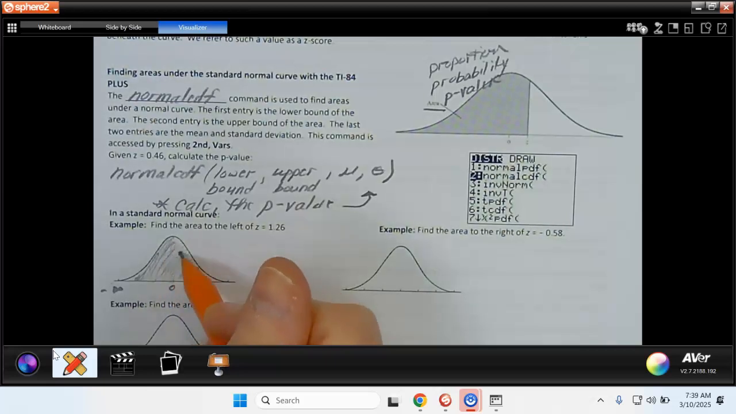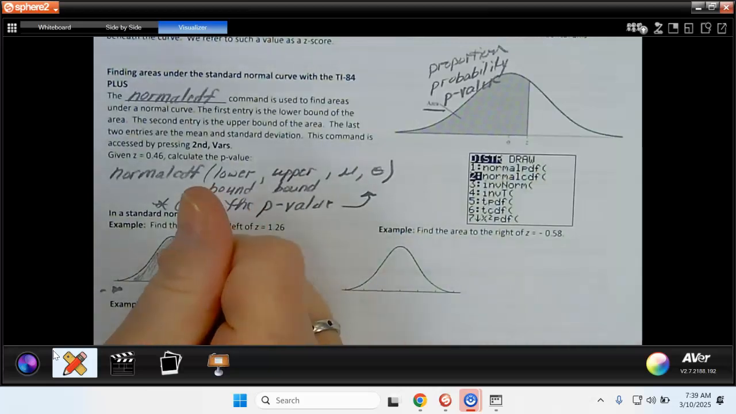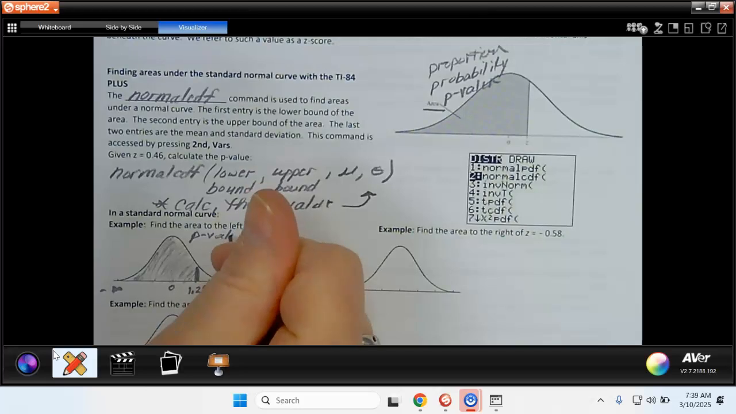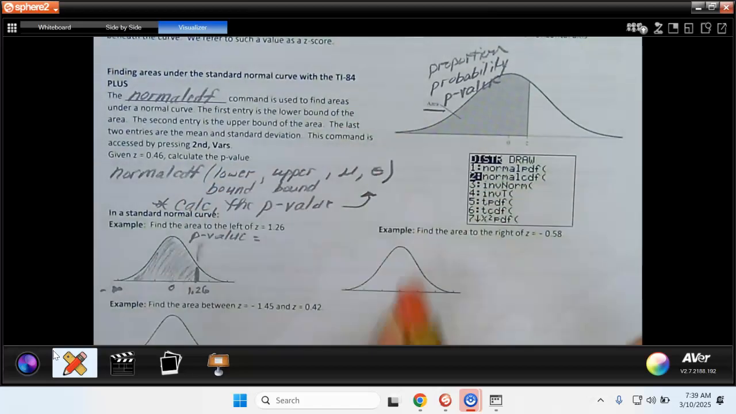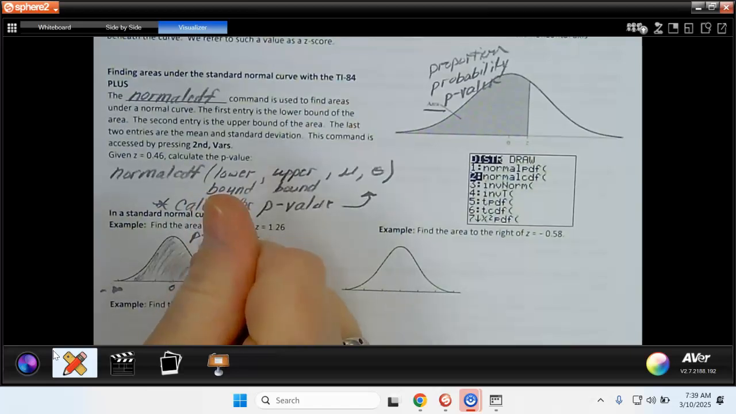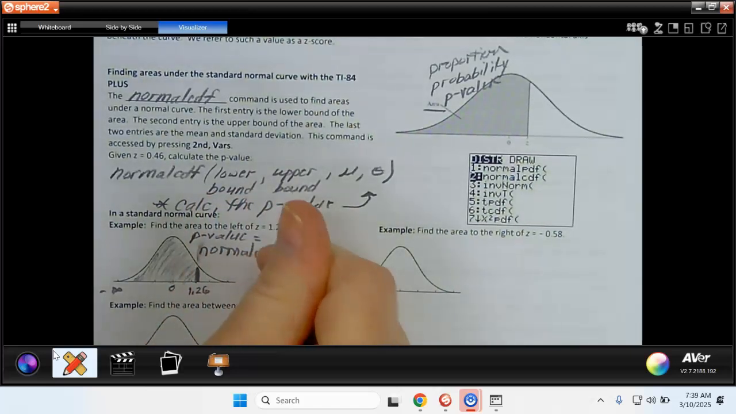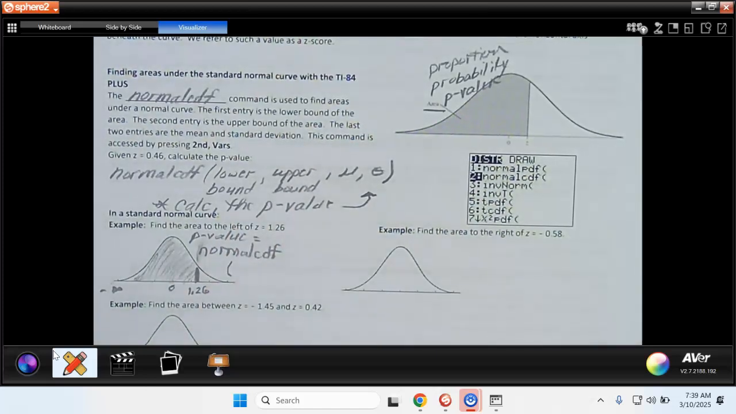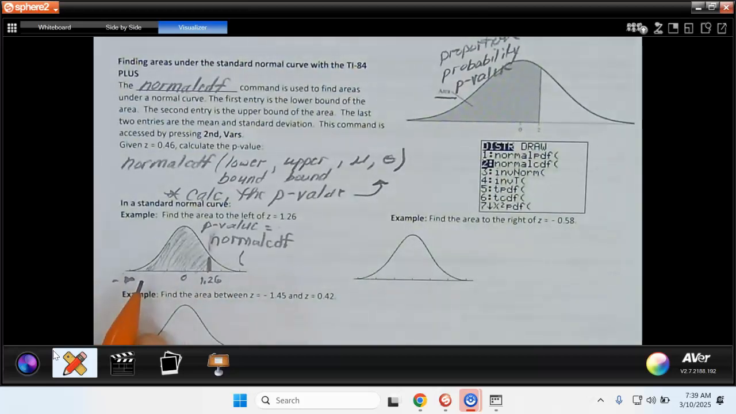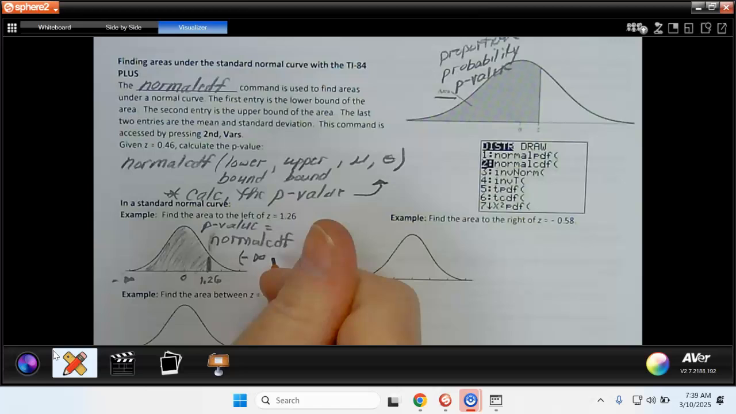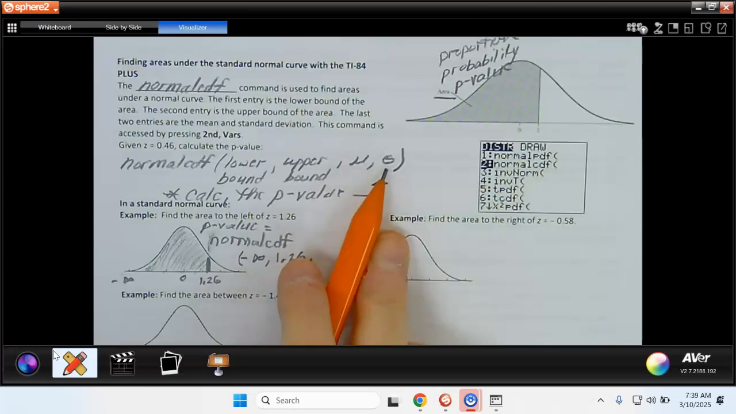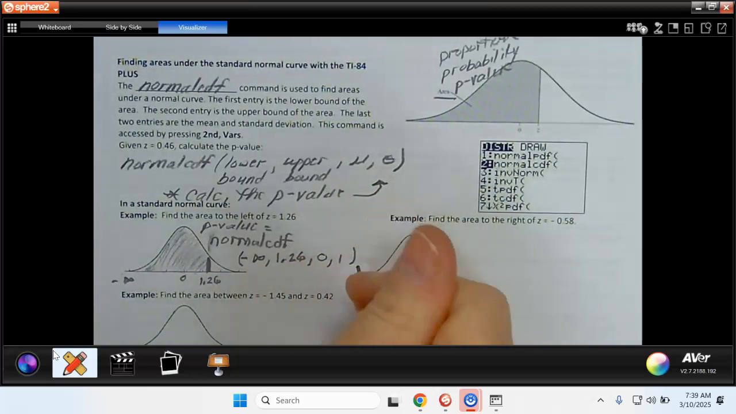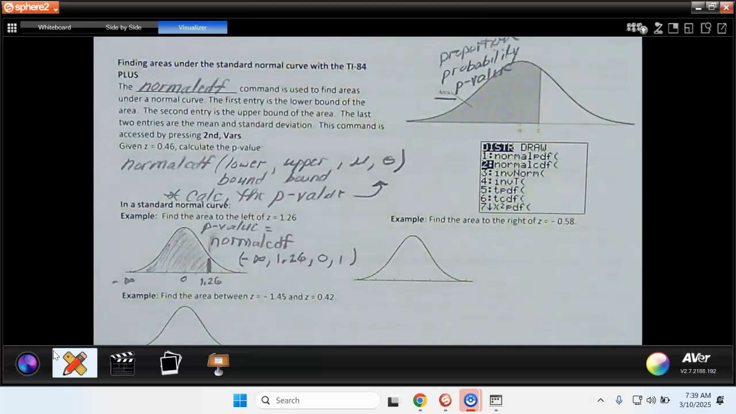So you're looking for the area of this shaded region. You would say, okay, well, that's p-value equals normalcdf. The shading begins at, you read it like you do a book, from left to right, so negative infinity. The shading ends at 1.26. And because this was a z-score, we know the mean is 0 and the standard deviation is 1. So 0, 1. So check out your calculators.